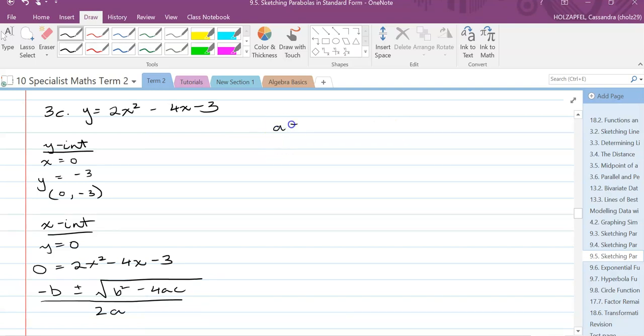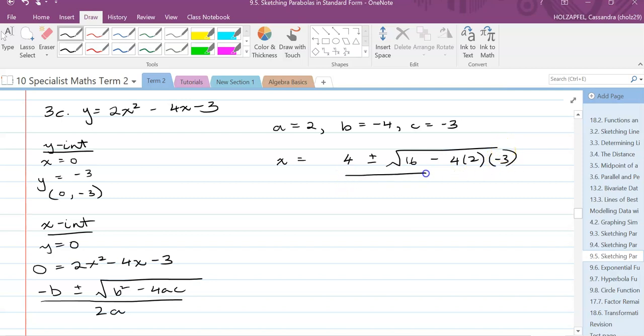So in this case, our a is equal to 2. These are just the coefficients at the front of these letters, by the way. b is equal to negative 4, and c is equal to negative 3. So if we substitute that into our equation for our x-intercepts, we're going to get 4 plus or minus the square root of 16 minus 4 times a times c, so 4 times 2 times negative 3, all over 2 lots of a. So I'm going to pop that into my calculator now.